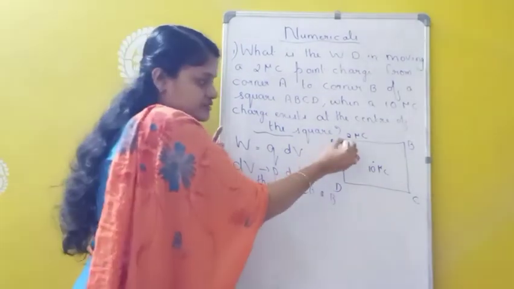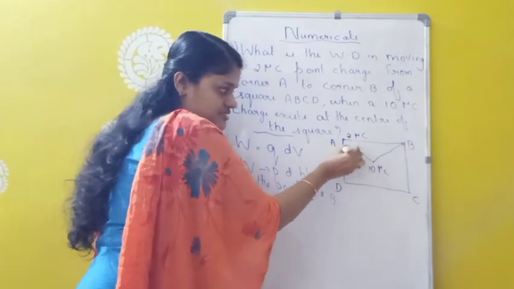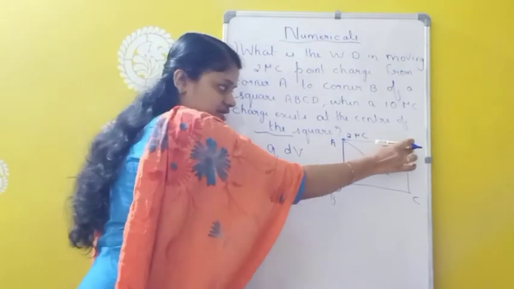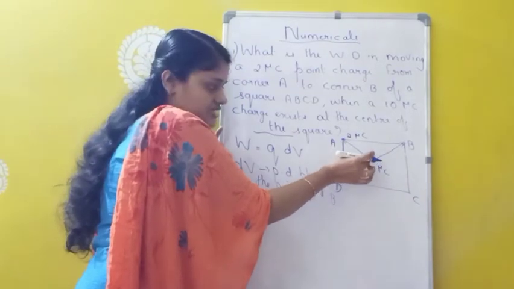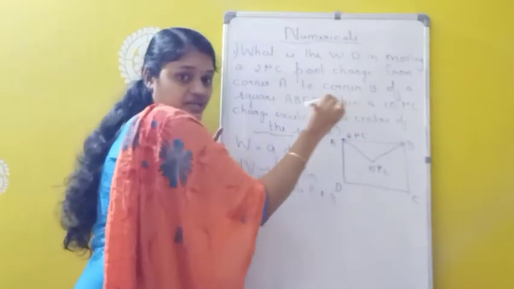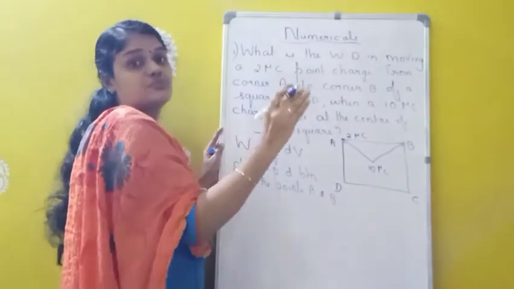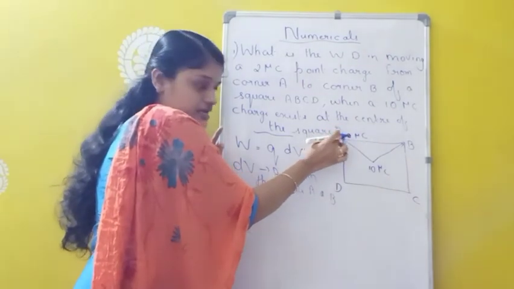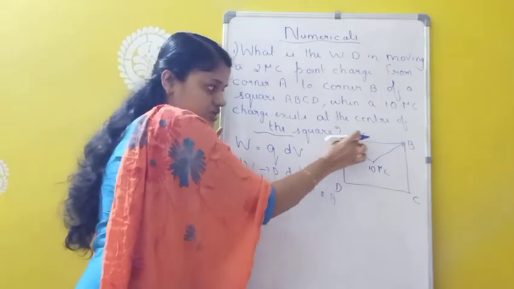But we know that both the points A and B are at equal distance from which one? From this 10 microcoulomb charge. Since it is a square, points A as well as B are at equal distance from the 10 microcoulomb charge. So at equal distance from this charge, what about the potential? The potential remains the same. Since it is a square, the distance from A as well as from B to this 10 microcoulomb charge remains the same. So distance remains same means what about the potential?